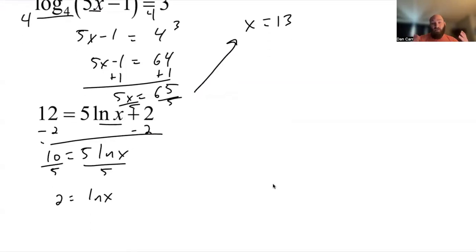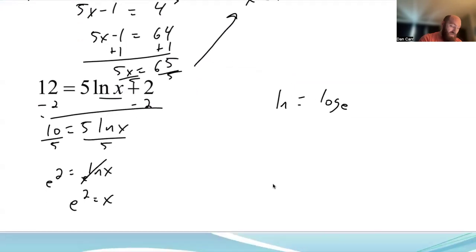And remember, the inverse of the natural log is e, because natural log is really log base e. So that means I'm going to basically take base e to both sides. That way that cancels that out. So I have e squared is equal to x, and I plug that in my calculator. So that comes out to about 7.39 for my x value there.